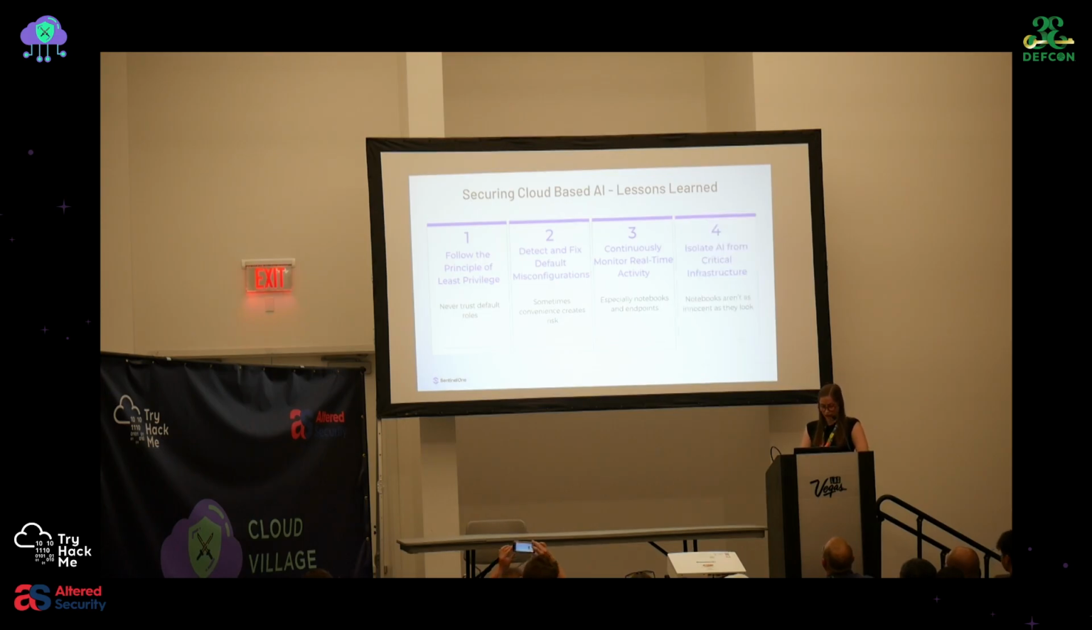And the last thing is to isolate AI from critical infrastructure. Notebooks and endpoints often look innocent, but they are not, as we saw today. So I recommend to always separate your AI environment from your production infrastructure. And the bottom line that I want you to take from today is that AI is powerful, but it's also a new attack surface, and we have to treat it at the same level as any critical system.